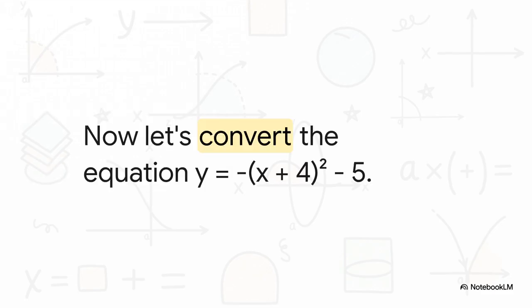Let's up the ante just a little bit. Example 2 is y equals negative the quantity of x plus 4 squared minus 5. We've got a negative sign at the front now, but don't worry at all. A negative sign is really just a fun challenge if we stick to our orderly steps.